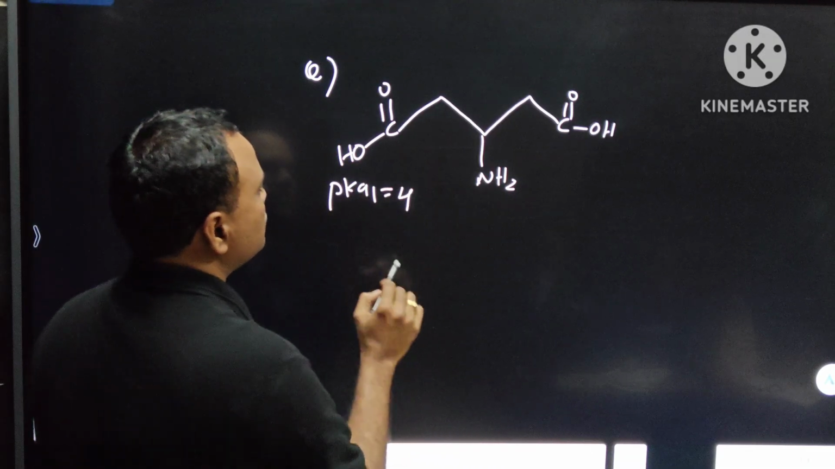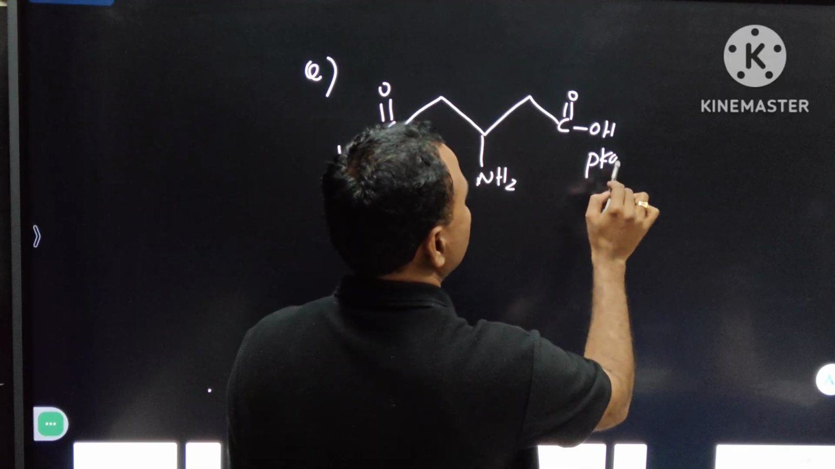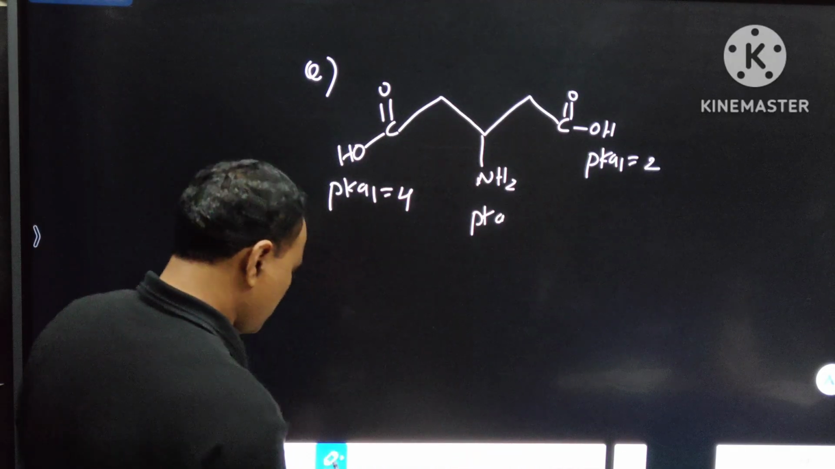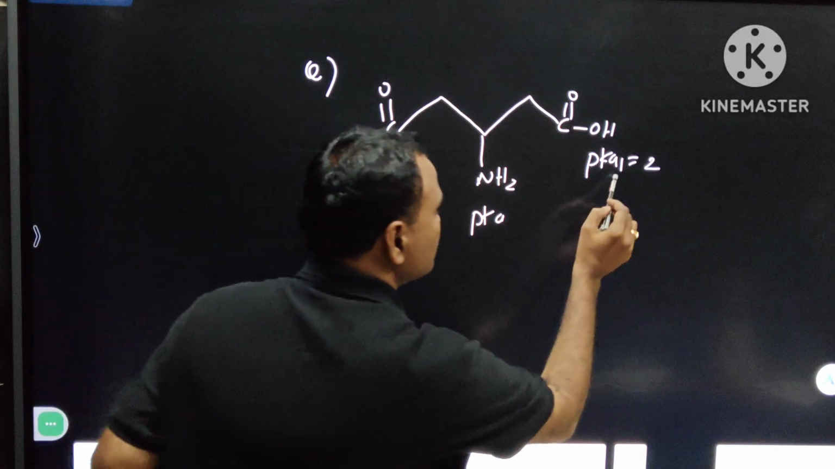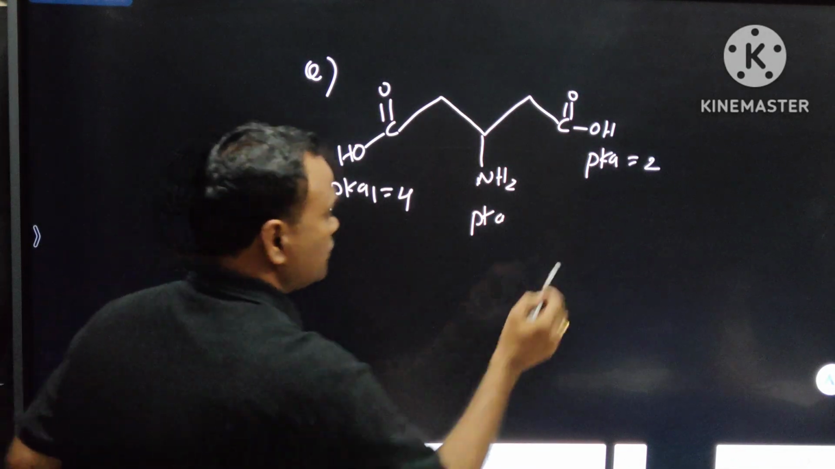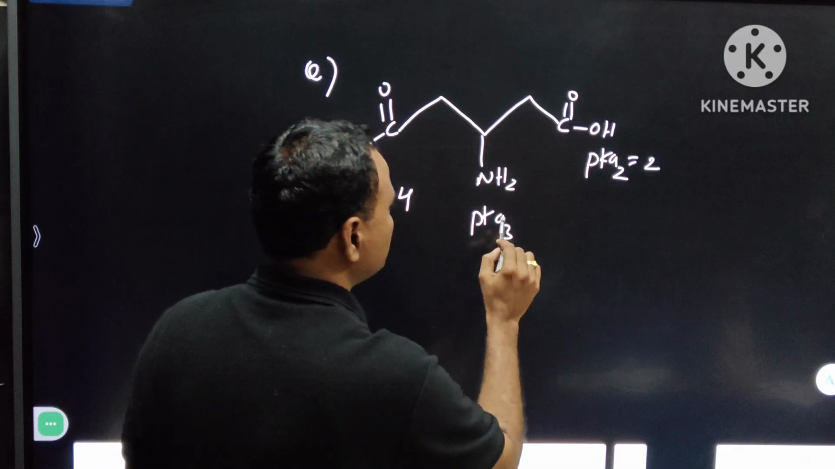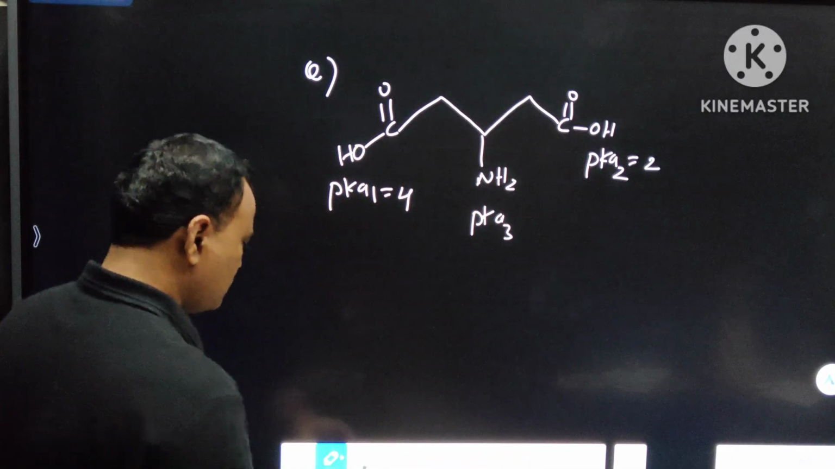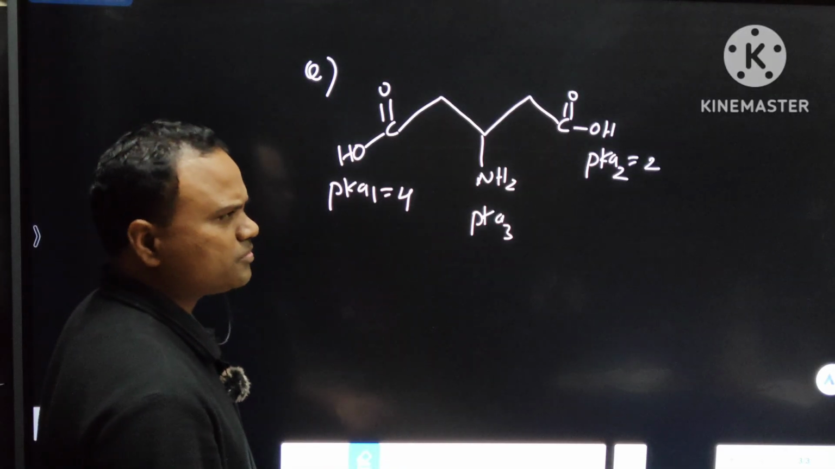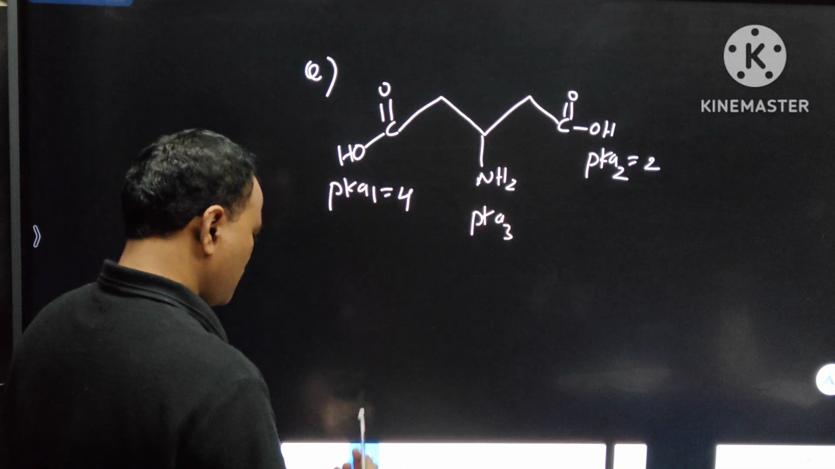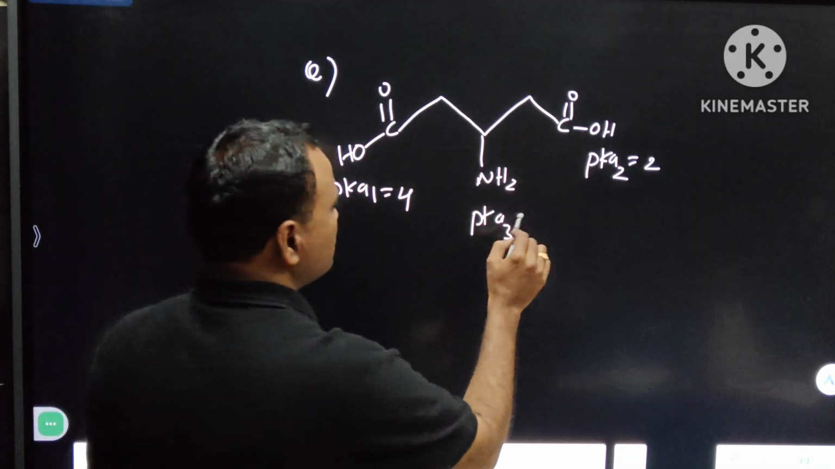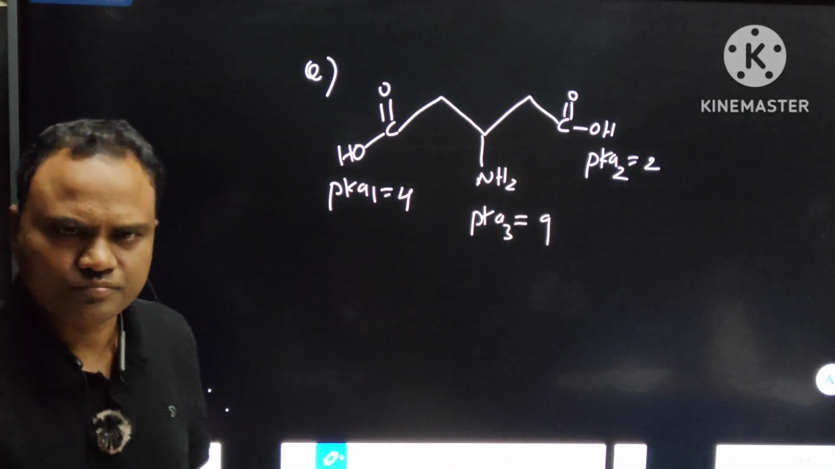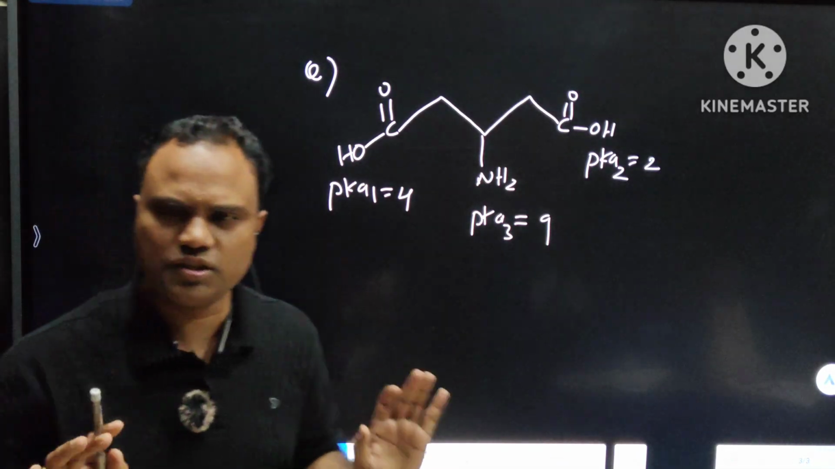pKa1 is equal to 2, pKa2 is equal to 4. Let us give 1, 2, 3 like that. Or we can take pKa also, nothing will happen because we add the two smallest pKa values, right? Or you can take it like this also, nothing will happen. 9. Clear? Now first observe, this is an acidic amino acid.